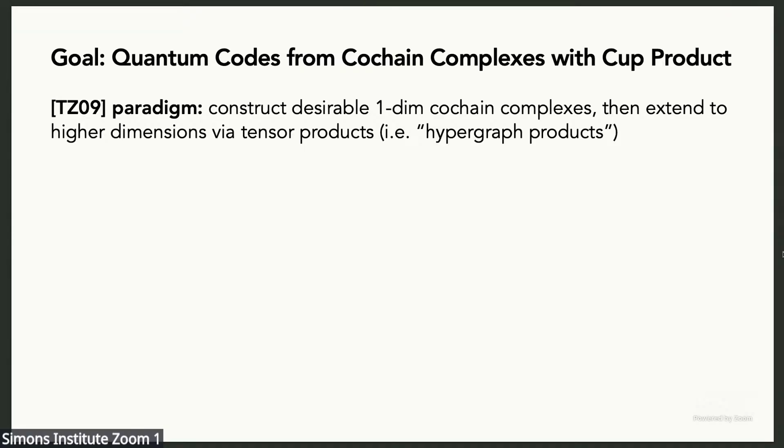And now we go back to the Tillich-Zémor paradigm from 2009, where the key idea is to construct quantum codes by first constructing desirable one-dimensional cochain complexes using classical LDPC codes, and then extending these one-dimensional complexes to higher dimensions using tensor products, which they called hypergraph products.